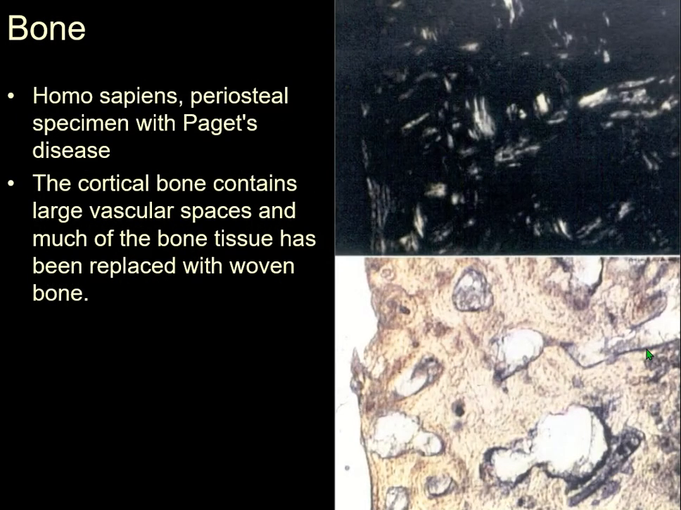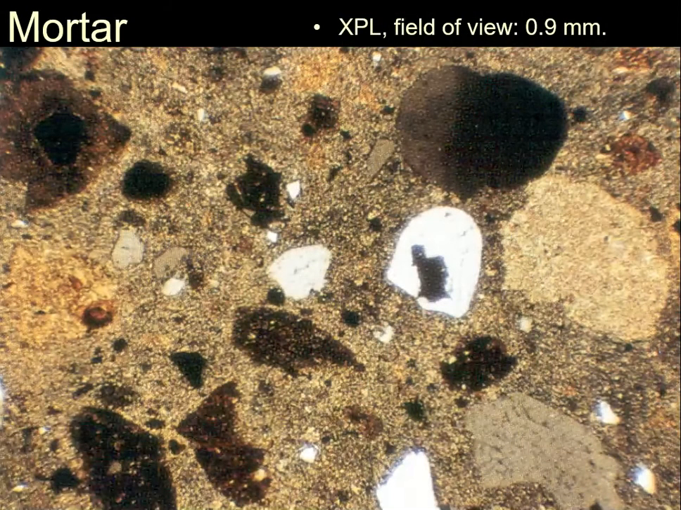This is a very different thing. Another thing you can look at is if there's something wrong with the individual, and the way this is deteriorating is apparently due to Paget's disease. And so that's another interesting thing you can find by looking at bone in thin section.